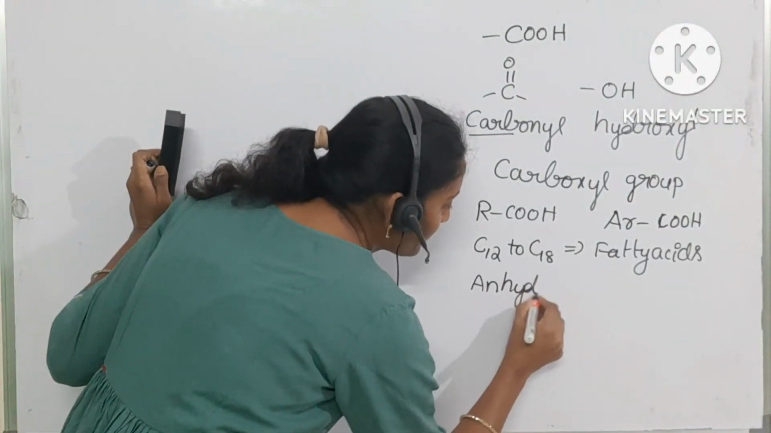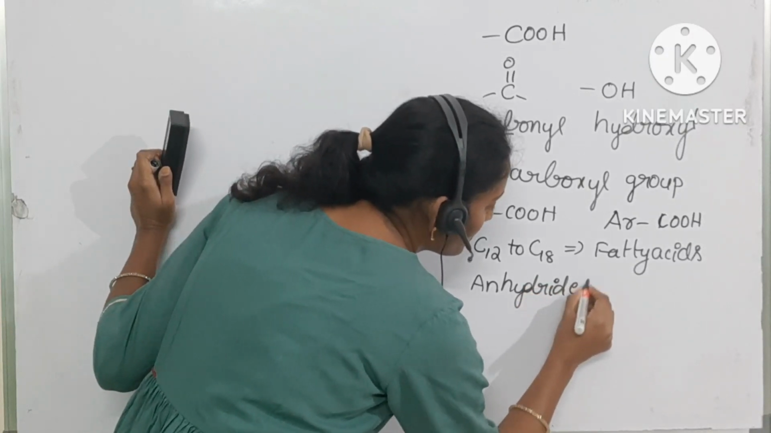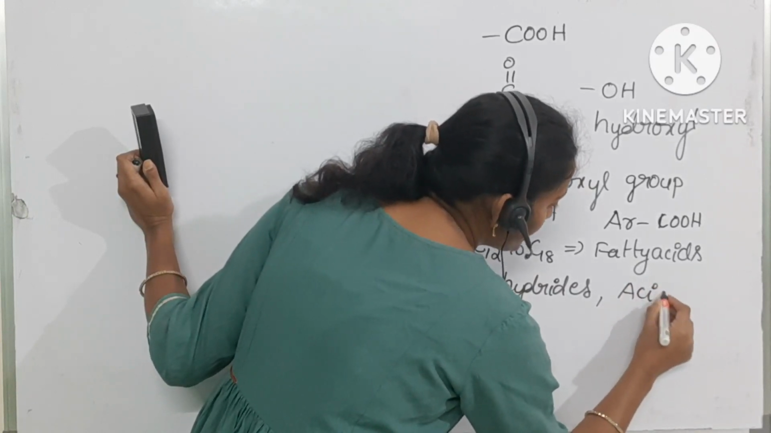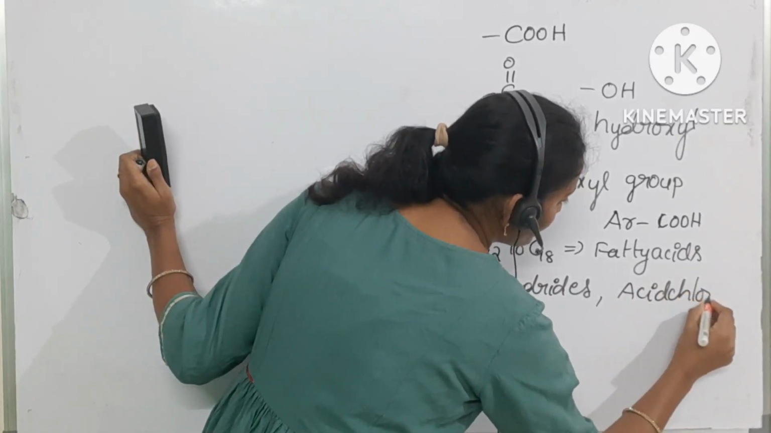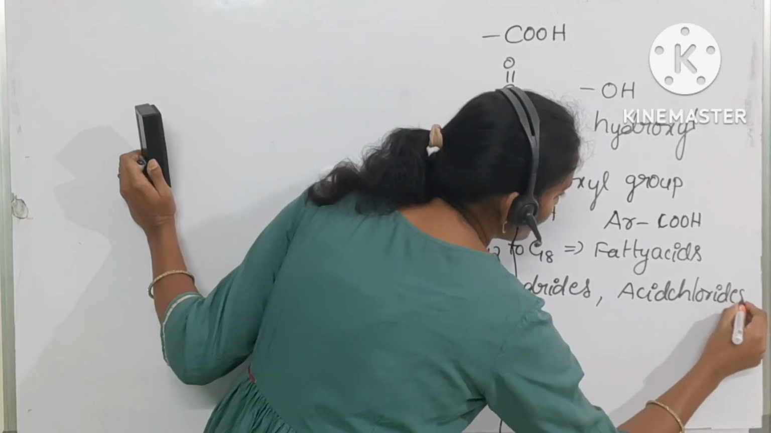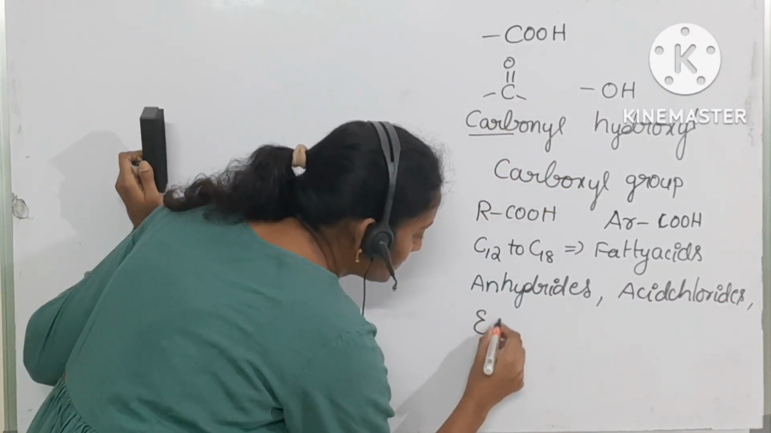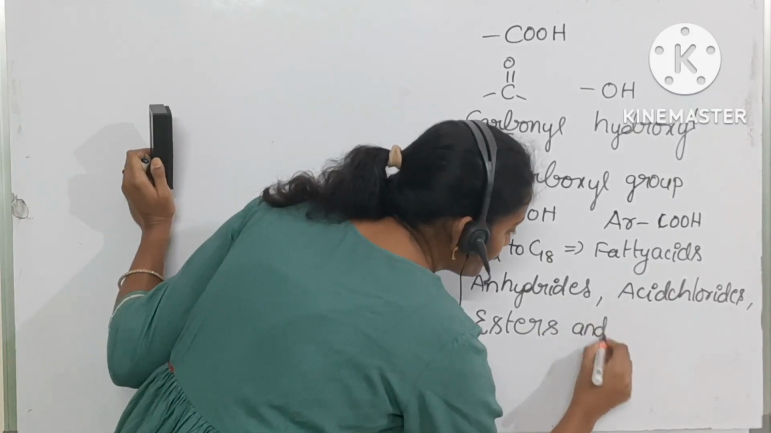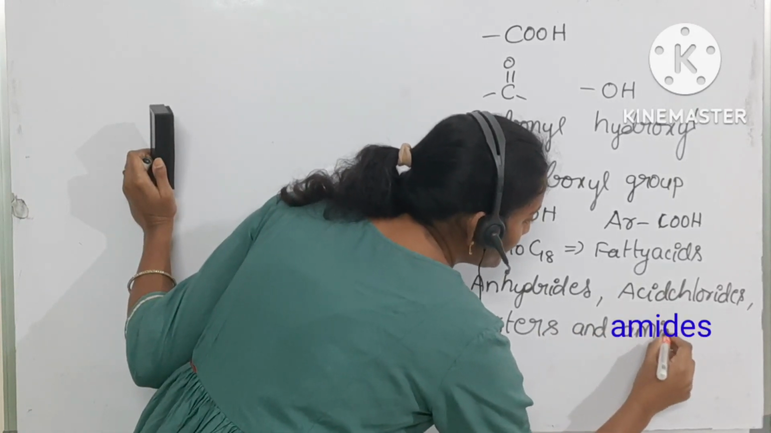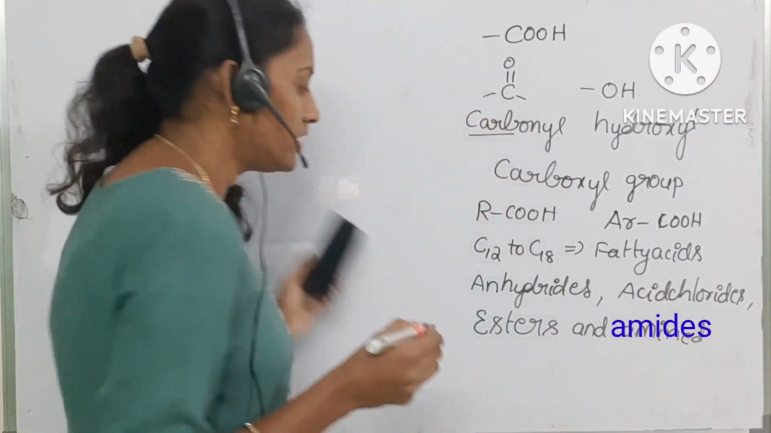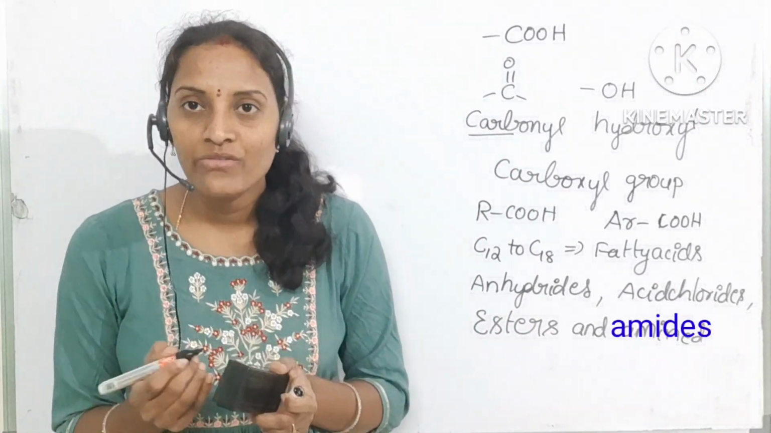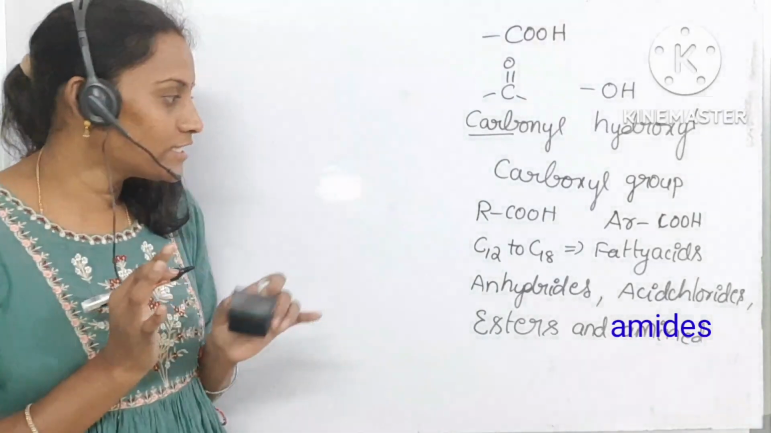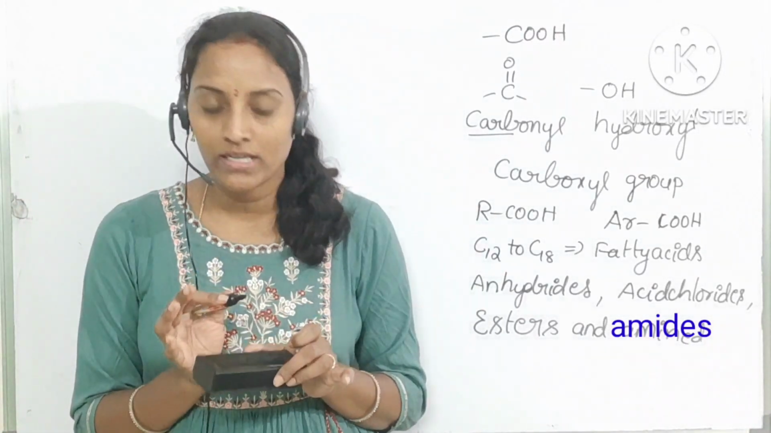anhydrides, acid chlorides, esters and amides. That means these organic compounds are the derivatives of carboxylic acids. This is about a general introduction of carboxylic acids.